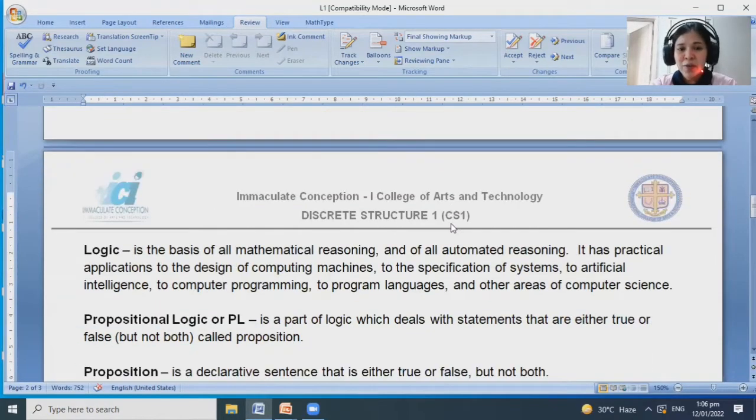Let us talk about logic. What is logic? It is the basis of all mathematical reasoning and of all automated reasoning. It has practical applications to the design of computing machines, to the specification of systems, to artificial intelligence, to computer programming, to program languages, and other areas of computer science. A person has a logical mind or thinking if that person thinks analytically, critically, can connect objects, compare, get the similarities and differences of objects around us, has common sense, can comprehend easily different situations and cases around us.